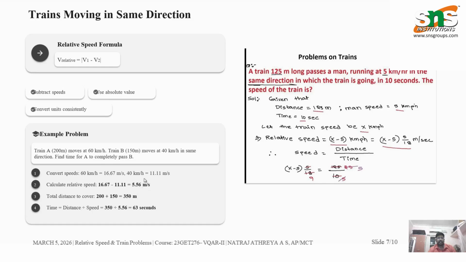So this is the time taken for train A to cross. The total distance to cover is 200 plus 150, which is equal to 350 meters. So time is equal to distance divided by speed. That gives us 350 divided by 5.56, which is equal to 63 seconds. So work it out and try to see if you can get the same answer.